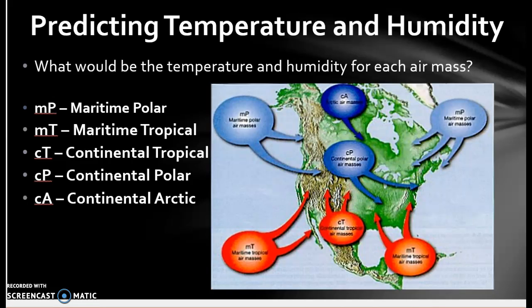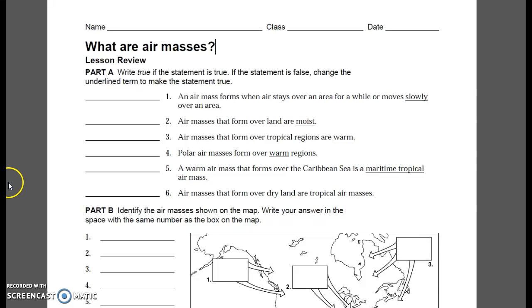So, as long as you have those notes, your teacher's going to give you the worksheet now. And it looks like this. Okay, so your job for the remainder of the period is to fill this out based on what you know about air masses. So the first part, please read the instructions. Write true if the statement is true. If the statement is false, change the underlined term or word to make it true. So if it's false, you need to correct it.